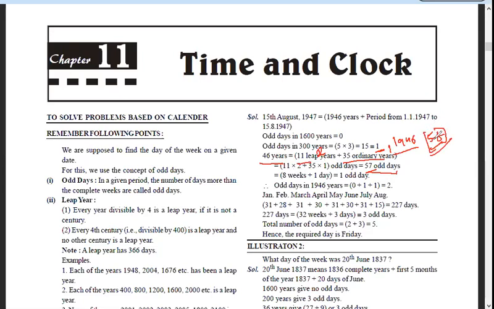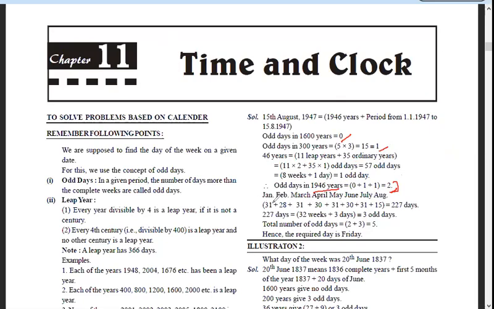Now, 57 odd days means how many odd days? You can calculate. Next is 8 weeks and one day, because total number of weeks till 15th of August will be 8 weeks and one day. So, one odd day. Odd days till December 1946 is 0 plus 1, plus 57 divided by 7, 56, 1, so 2 odd days. Got it? Yes or no?